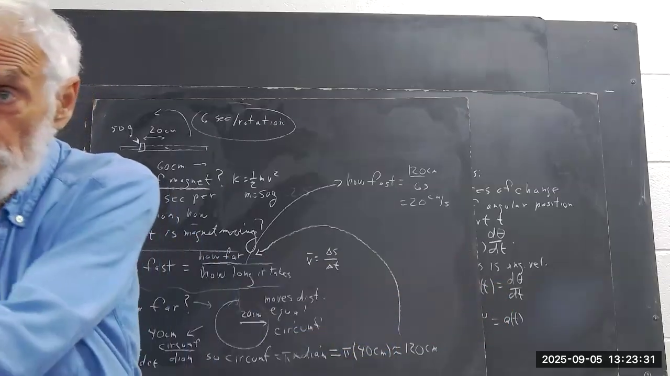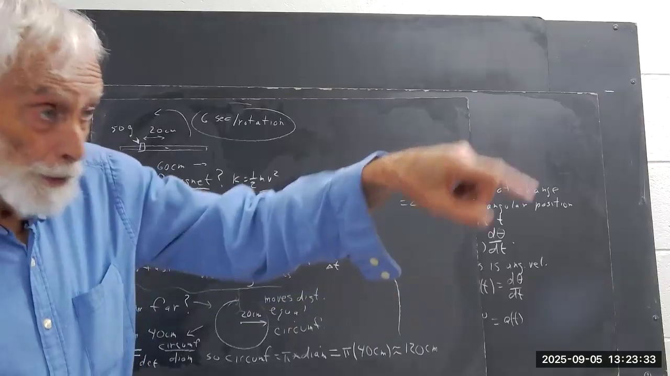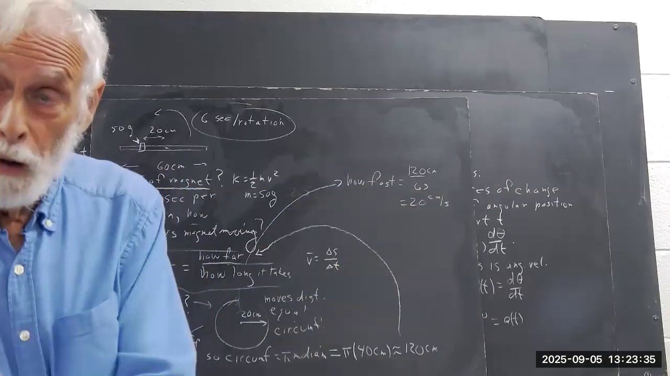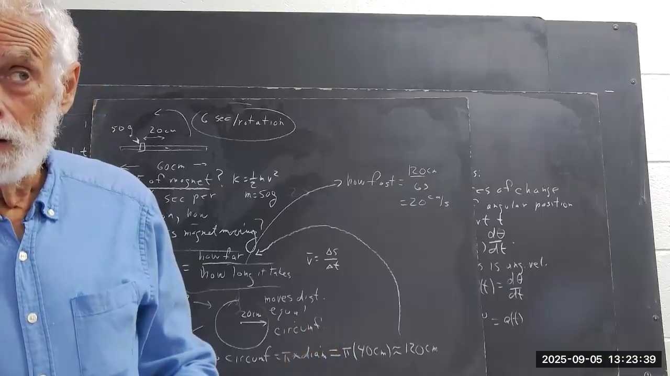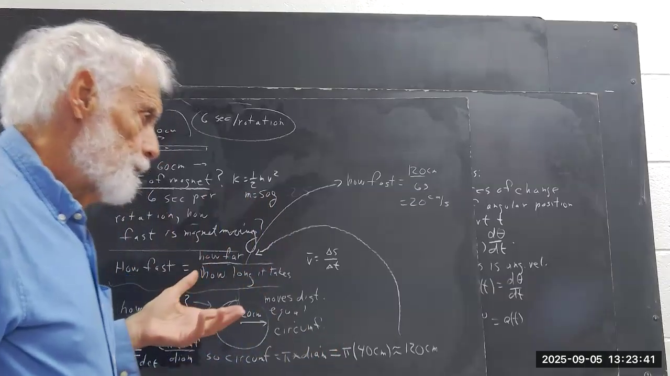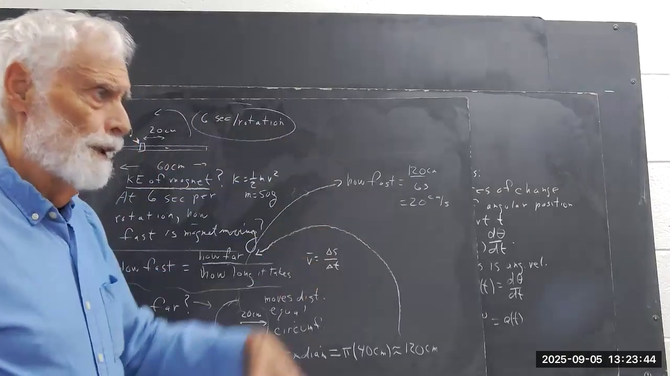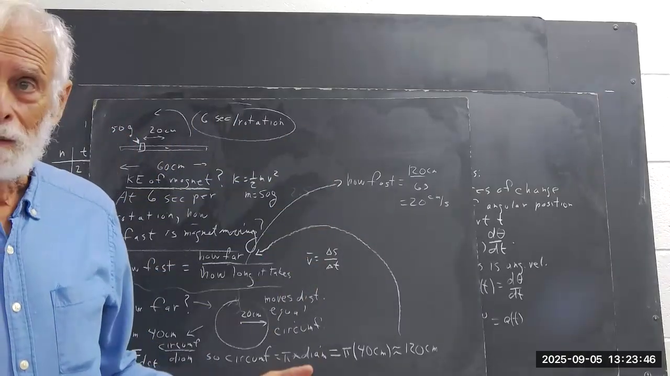Did the thing really move that fast? You can see it going around the circle. It wasn't moving this far in a second. So you also want to connect your calculations to the reality.